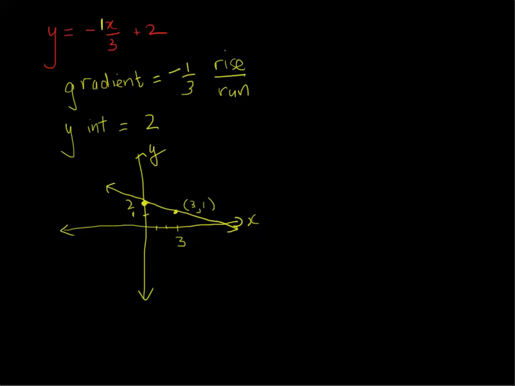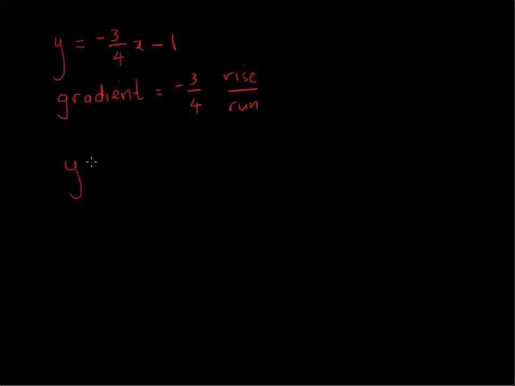Okay, let's have a look at another example where we have a negative gradient and a negative y-intercept. I'm going to sketch the line y equals minus, let's say, 3 on 4 x minus 1. So this time again our gradient is the number in front of the x. So it's minus 3 on 4. It's our rise over our run. And our y-intercept is minus 1.